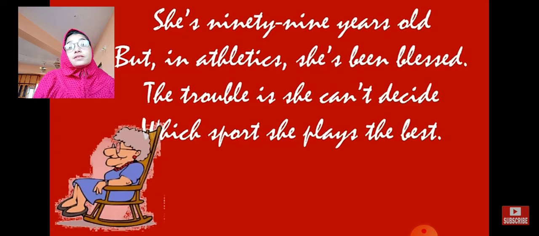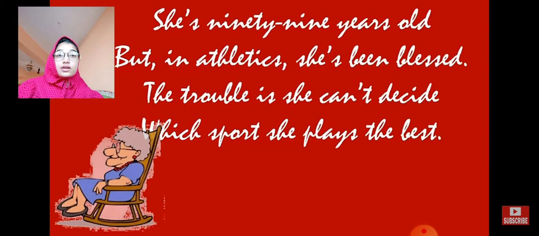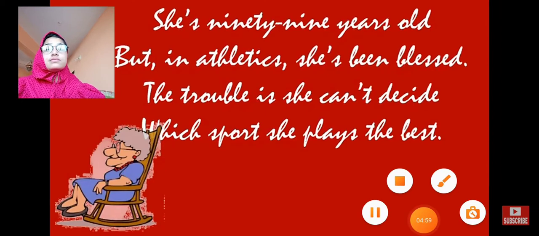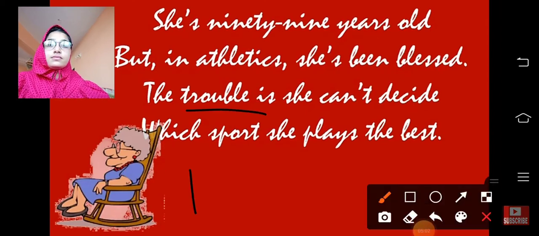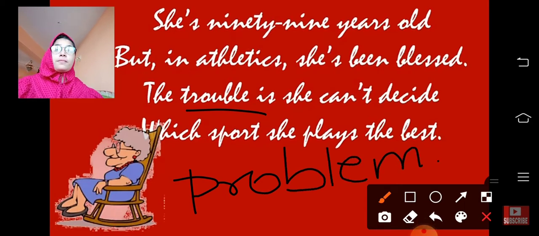So here we have the Olympic granny. She is 99 years old. In athletics she's been blessed, means she is good in each and every sport in such a way that the problem is, trouble means problem, she can't decide which sport she plays the best. So that is her problem, that she's unable to decide which sport she plays the best. Let us see which sports she actually plays.